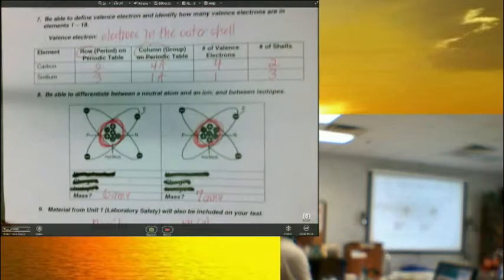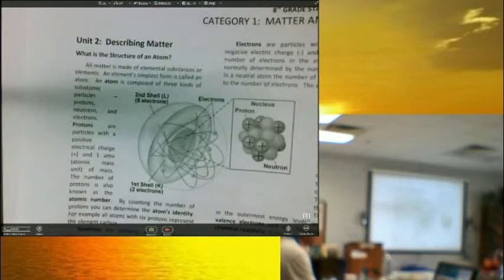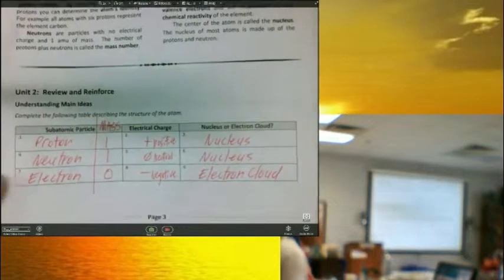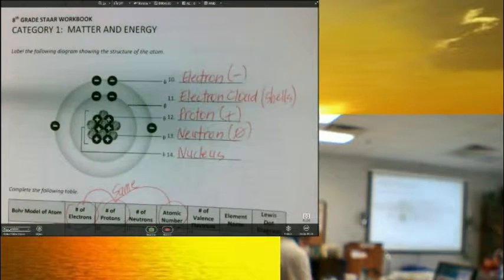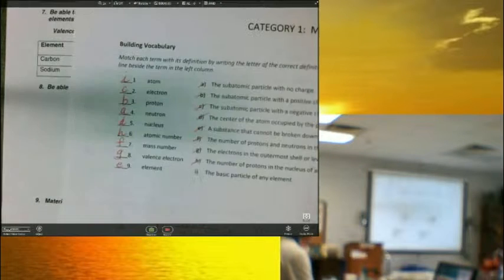Make sure you use this sheet along with your green folder, pages 3 through 5, and that included information about Unit 1, Unit 2, describing matter. So make sure you read this page and you understand this table. Make sure you can identify the parts of the atom, count the subatomic particles, and make sure you know your vocabulary. Okay?